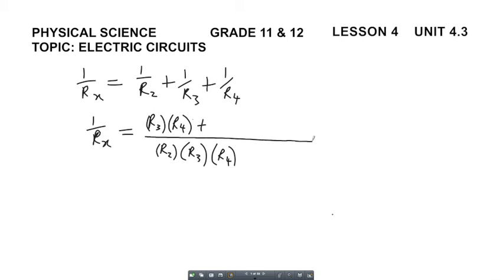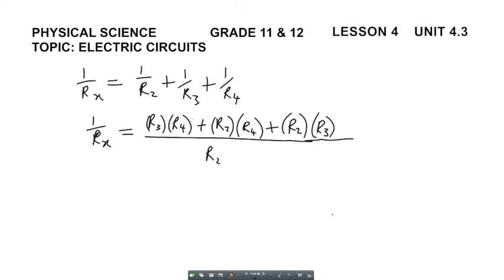So here we have R3 into this, and then we have R2 multiplied by R4. This is basic mathematics, I suppose. And then R4 into the LCM, and then we have R2 and R3 multiplying with the numerator. So therefore we have R2 and R3, R2, R3, and R4. So these variables, they represent the unique resistors.